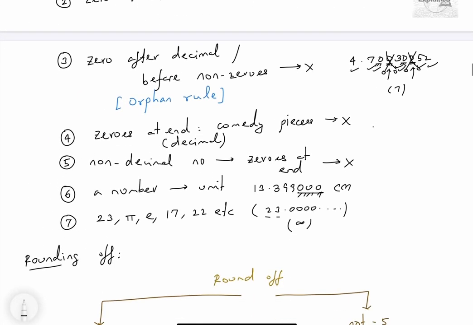Zeros at the end: 4.760000, whatever, they're just comedy pieces. Don't need to count them. 4, 7, 6 non-zero, non-zero, non-zero, count it. Let's say you get this case, 4.7006000. So these are not counted. This is counted, this is counted, this is counted. Now we apply the orphan rule here. This 0 has nobody to support, which means you can remove it happily. But this 0 has 7 to support it, so you count this. So the number of significant figures is 4, and for this it is 3.